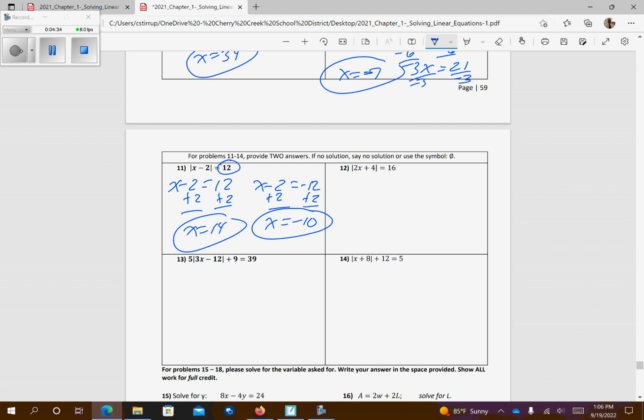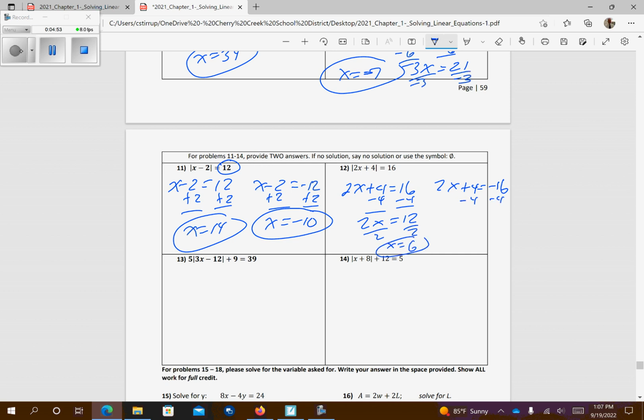Okay, same thing. This is positive, so we can go ahead and work it. So I get 2x plus 4 is equal to 16, and 2x plus 4 equals negative 16. Subtract 4, subtract 4. So 2x is equal to 12. Divide by 2, divide by 2. x equals 6.